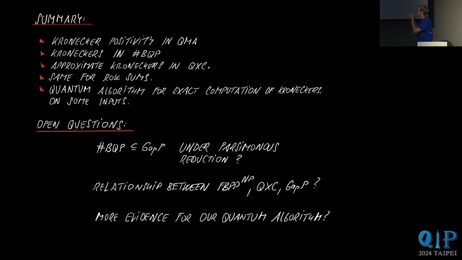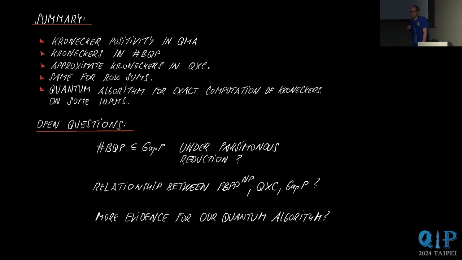And so then it becomes much harder to say what is the exact relationship between SharpP, SharpBQP, and GapP at this scale. The reason I'm talking about it is that if you manage to prove that SharpBQP actually contains GapP with respect to this very fine type of reduction, then you should probably get the strongest upper bound on the Kronecker coefficient.